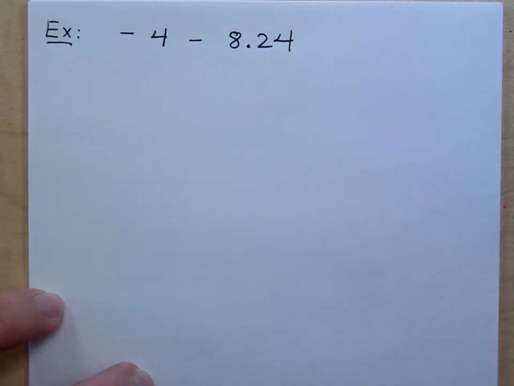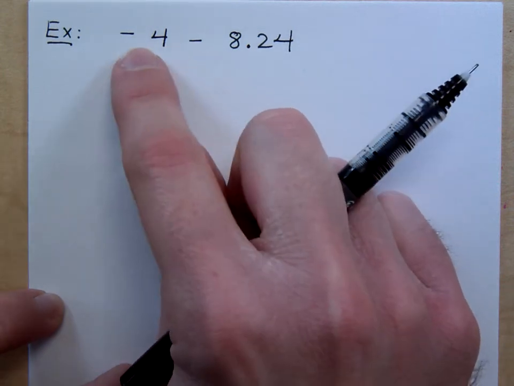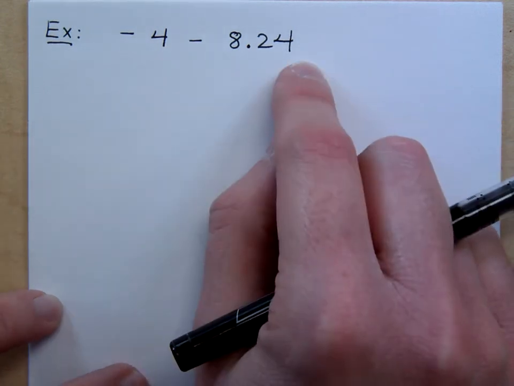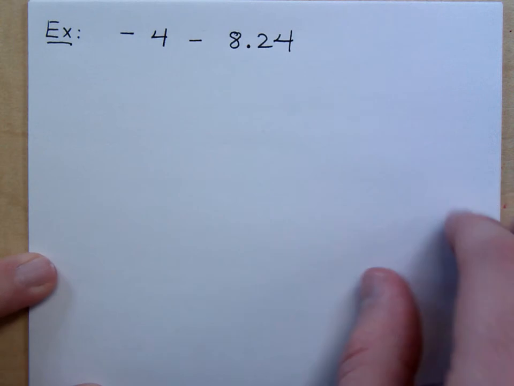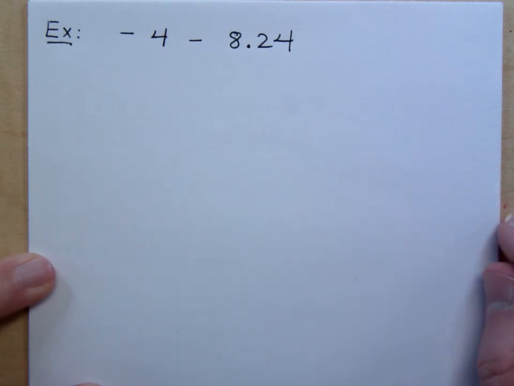So we're talking about signs. When I look at this problem, I see a -4 minus 8.24. And as we've seen so far this semester, we're just combining these guys. It's not multiplication yet. It's just addition and subtraction. I've got a -4, so it's like a loss of 4 and a loss of 8.24. So how do I do that when the signs are the same?